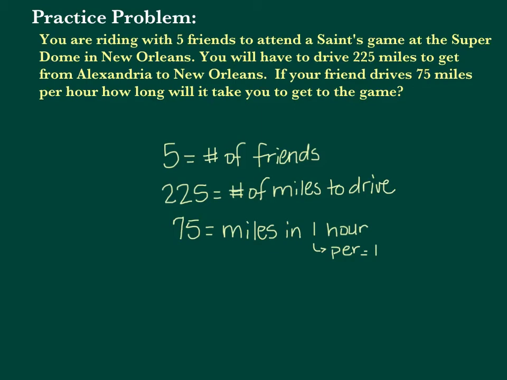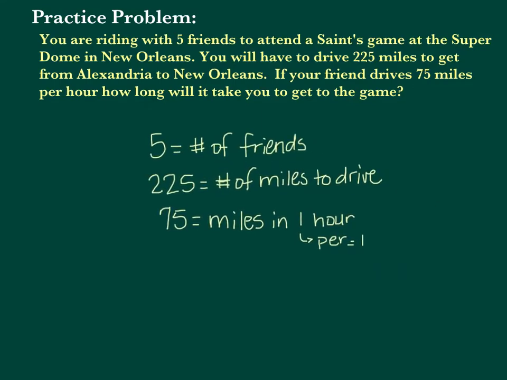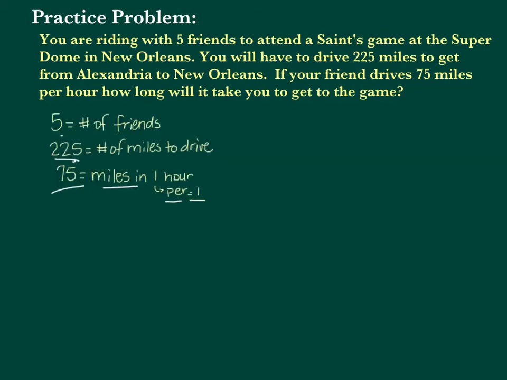Okay, now let's see how you did. When you pulled out your numbers, you should have found 5 is the number of friends, 225 is the number of miles to drive, and 75 is the number of miles you will drive in 1 hour, since per equals 1. Step 3 says to reread the question.